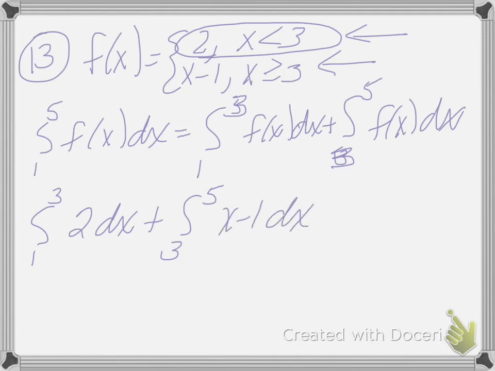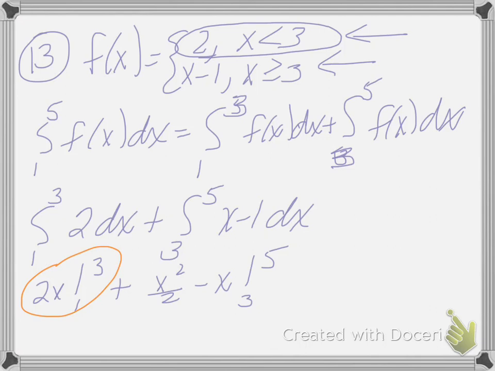Okay, so now you're just going to find the antiderivatives of this. So the antiderivative of 2 is 2x, as it goes from 1 to 3. And the antiderivative of x minus 1 is going to be x squared over 2 minus x as it goes from 3 to 5. Okay, so let's first deal with this one right here. So first we'll put 3 in there. 2 times 3 is 6, and then we're going to subtract what happens when we put 1 in there. Well, 2 times 1 is 2. So that's from the first part.